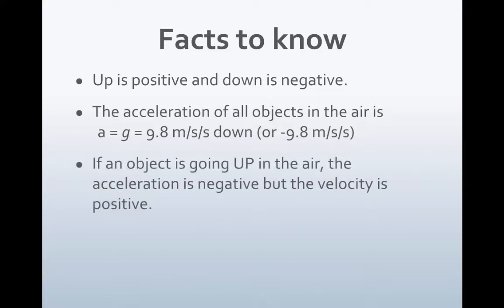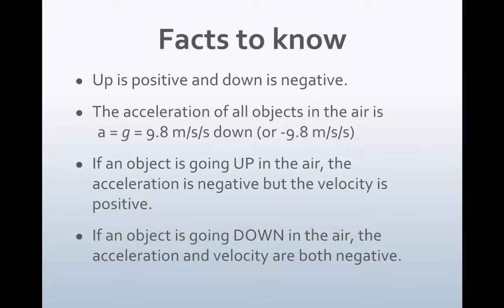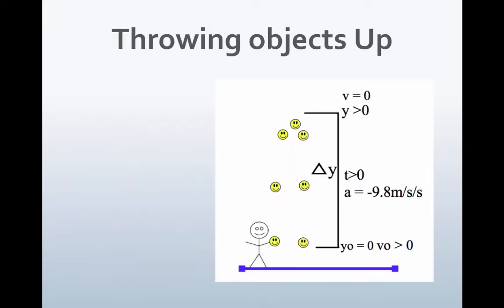If an object is going up in the air, the acceleration will be negative, but the velocity will be positive. If an object is going down in the air, both the acceleration and velocity will be negative.